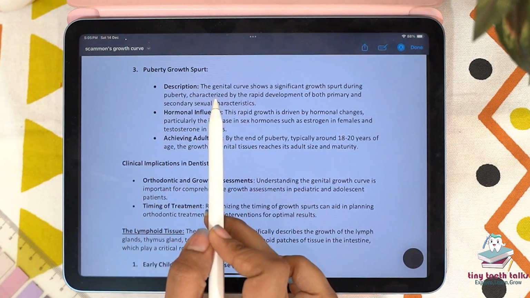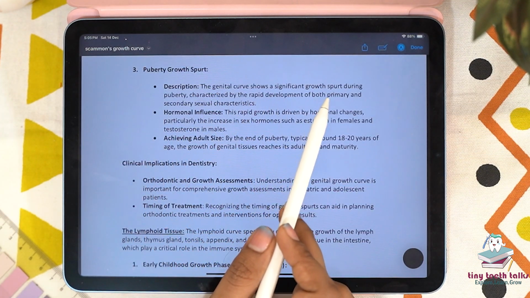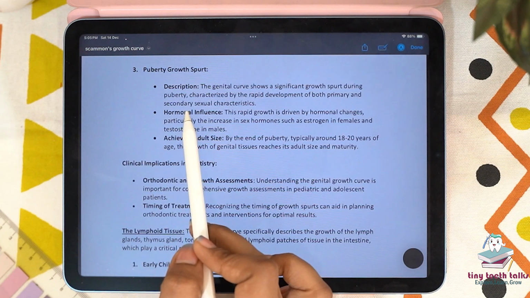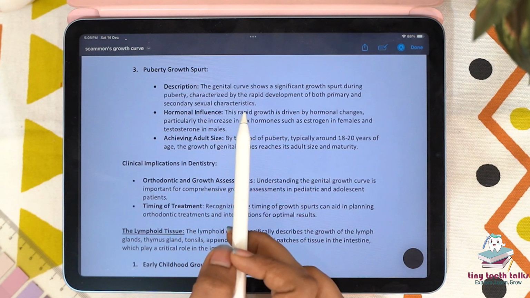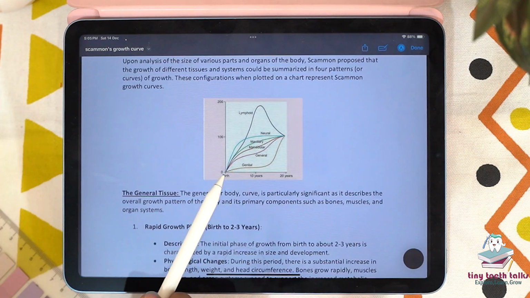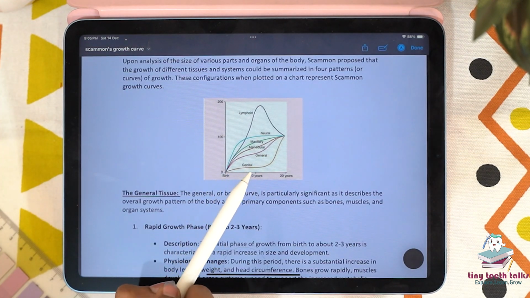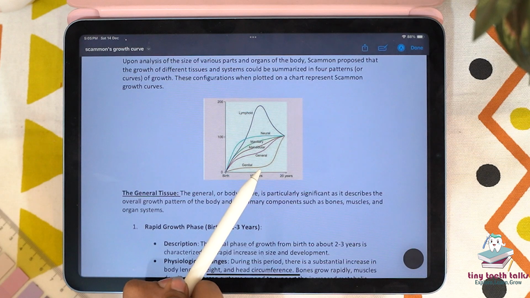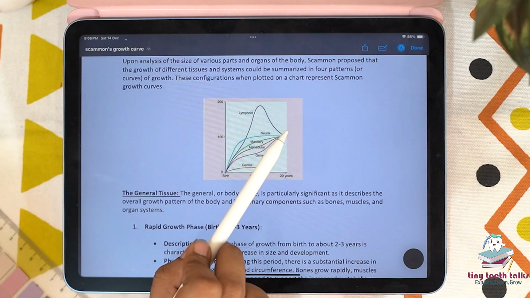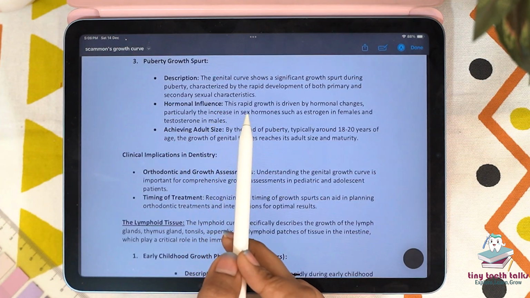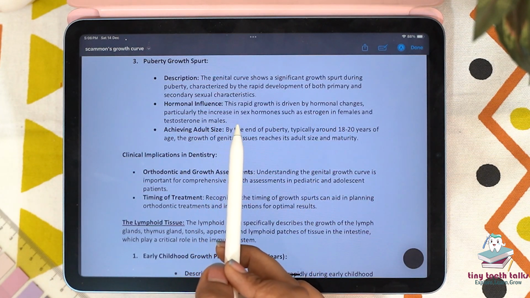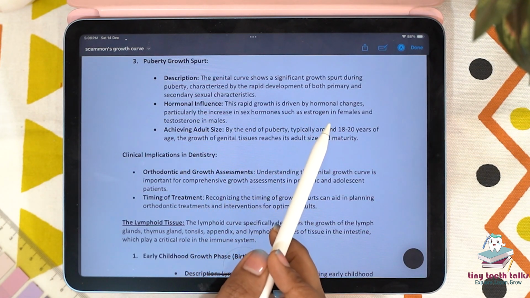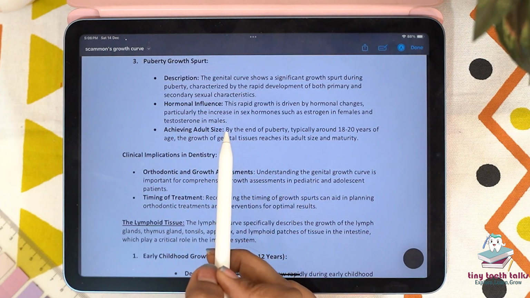Puberty growth spurts. The genital curve shows a significant growth spurt during puberty, characterized by the rapid development of both primary and secondary sexual characteristics. This is the genital tissue, and the growth till puberty is negligible, and after puberty there is a rapid growth. Hormonal influence. The rapid growth is driven by the hormonal changes, particularly the increase in sex hormones such as estrogen in females and testosterone in males.